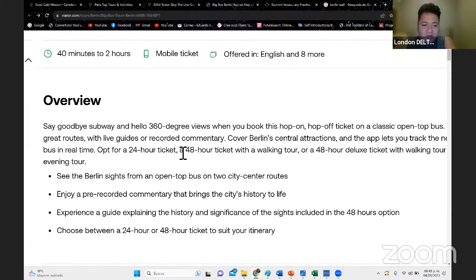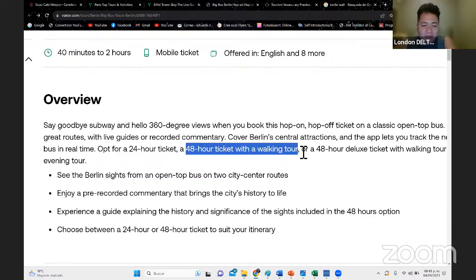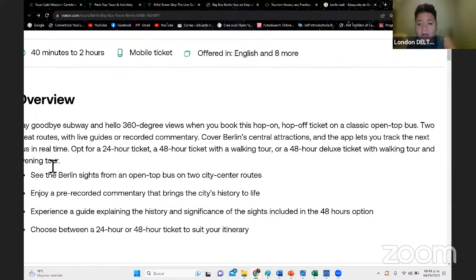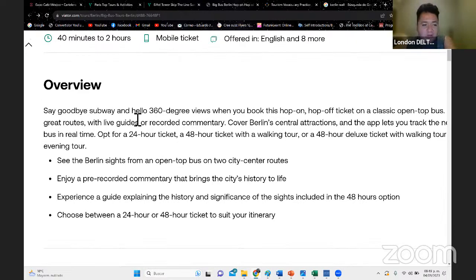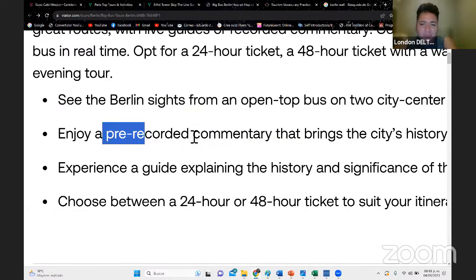Ok, opta por un ticket de 24 horas o el de 48 horas, with a walking tour, con un tour para poder caminar, y otro, el de 48 horas, que es un ticket deluxe o premium para caminar en un tour nocturno. All right, so they give you these different options. All right, it says, vemos que es open top bus, ve las vistas de Berlín desde un autobús con techo abierto y dos rutas de las centrales de la ciudad. Enjoy, disfruta un pre-recorded. ¿Qué quiere decir esto? Prefijo pre. What is pre-recorded?